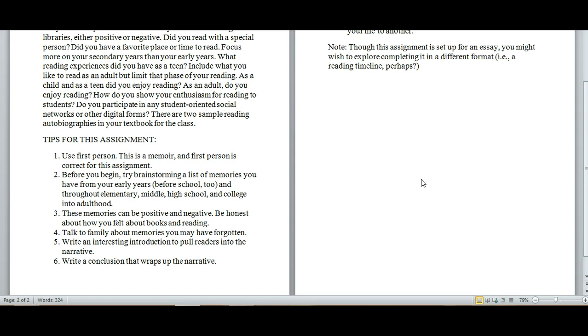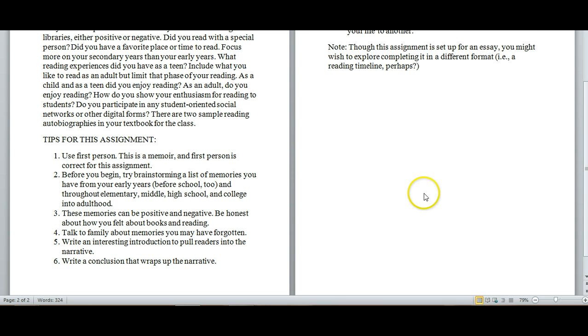Remember that honesty is what I'm striving for here. I don't expect that everybody's had positive experiences all the way through. And if you look at my reading autobiography, you'll see that I had some negative experiences when forced to read texts that I wasn't really prepared for. So think a little bit about those experiences, those memories that you have that trace the way from before school all the way up through your K-12 situation and now into your adulthood and as a teacher or librarian. Think about those experiences that you want to include.